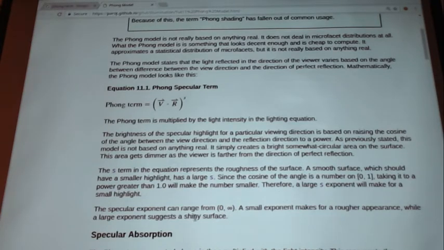Specular exponent can range from 0 to infinity. And in some ways, this is a good model for the real world. You can't polish a surface perfectly. You can't get a high enough exponent to make the reflection perfect. Anyway. Okay, so that's the Phong term.